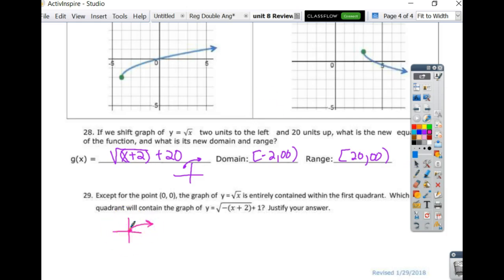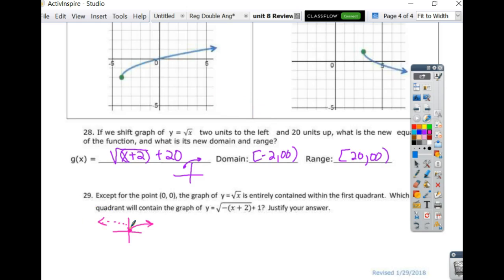The square root looks like that, right? So here's the question. It says, except for 0, 0, the graph of y equals the square root of x is entirely contained in the first quadrant, which is right here. And that's true. It says, which quadrant will contain the graph of this? So first of all, what does this minus do? Over which axis? Y. So this goes this way, right? It flips it across the y-axis.